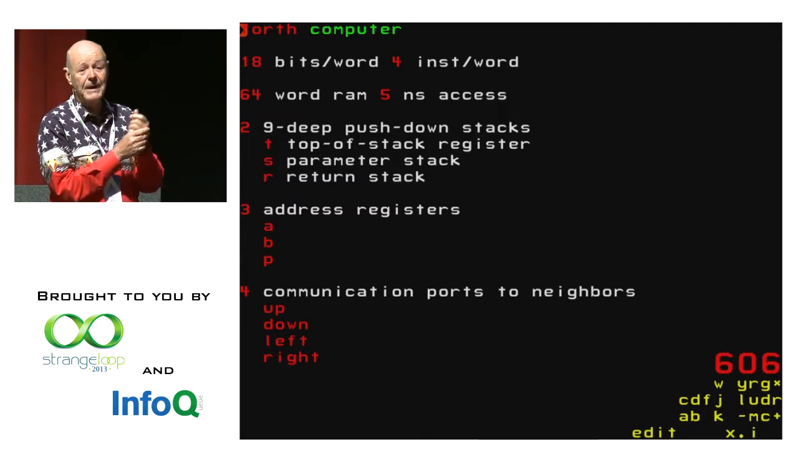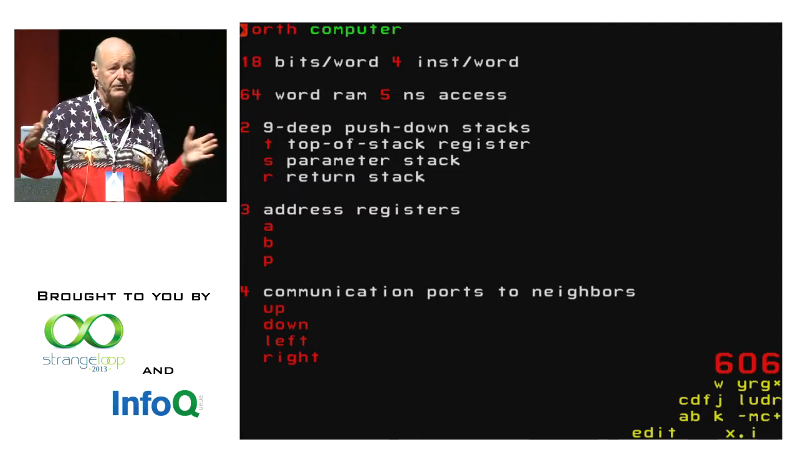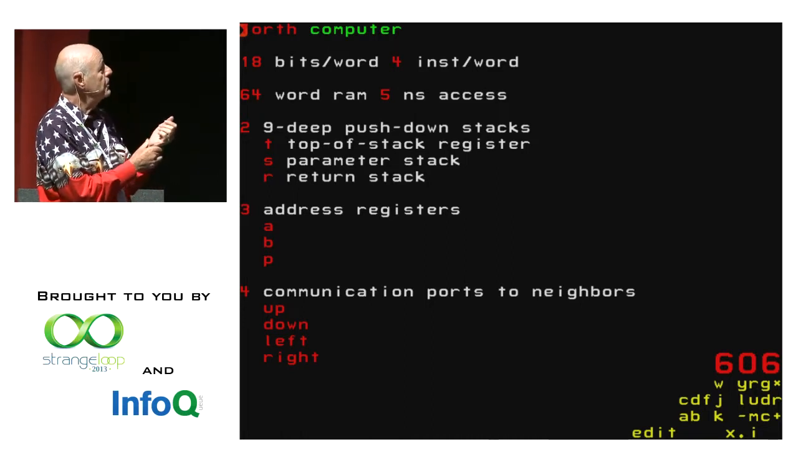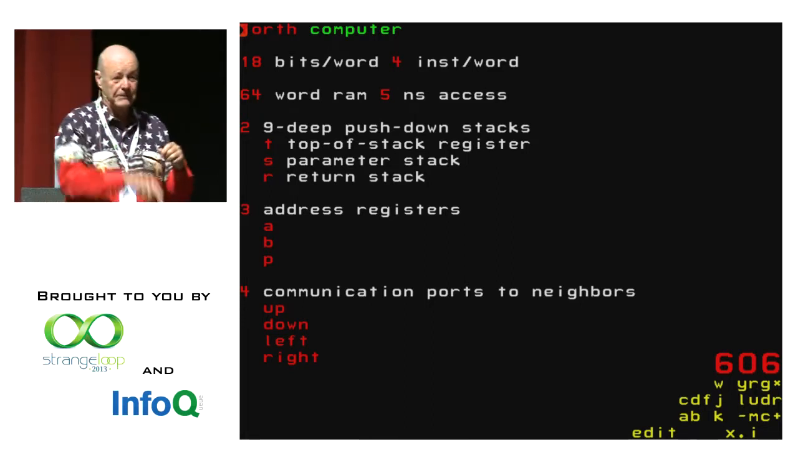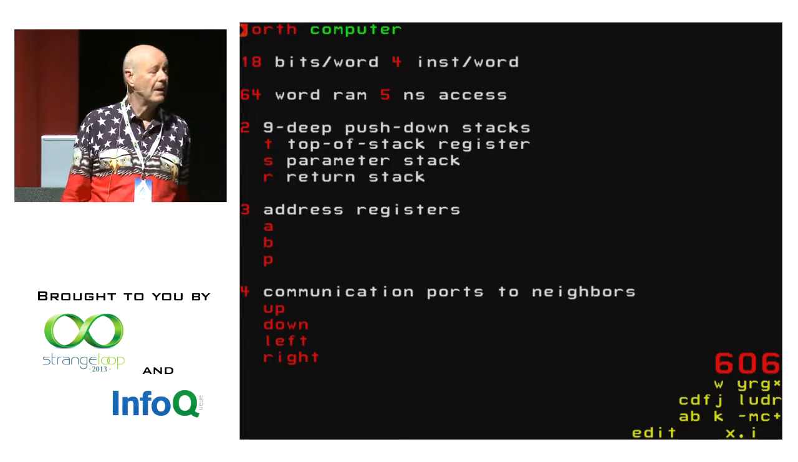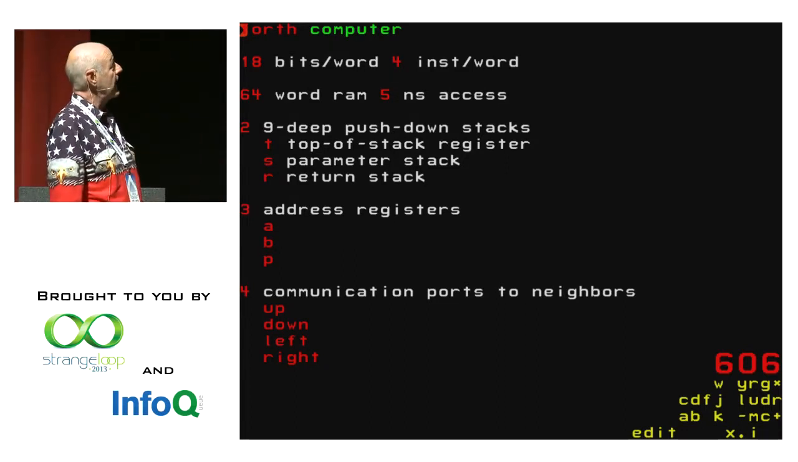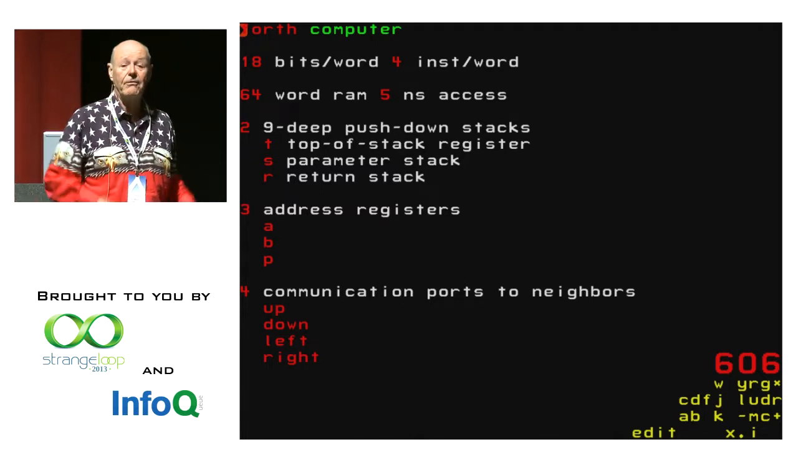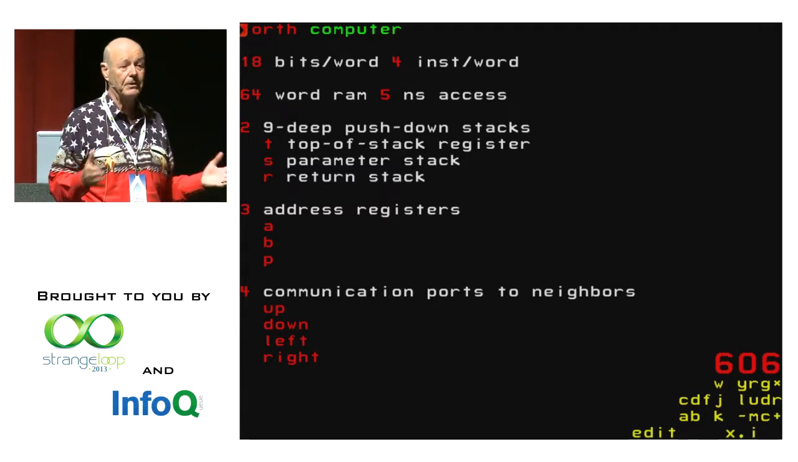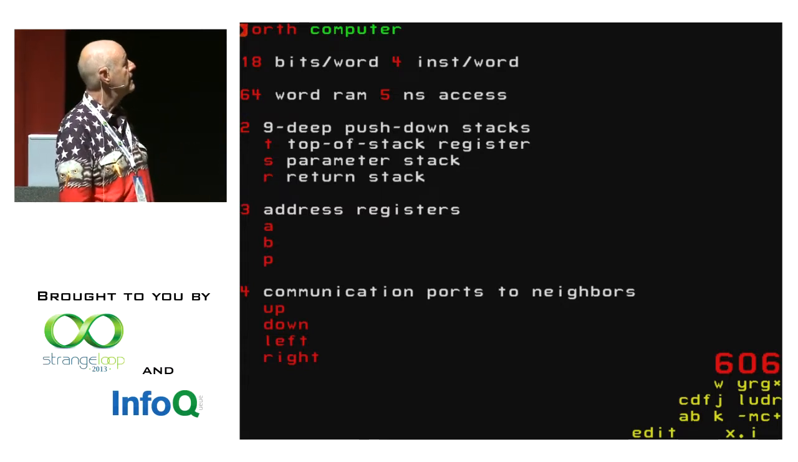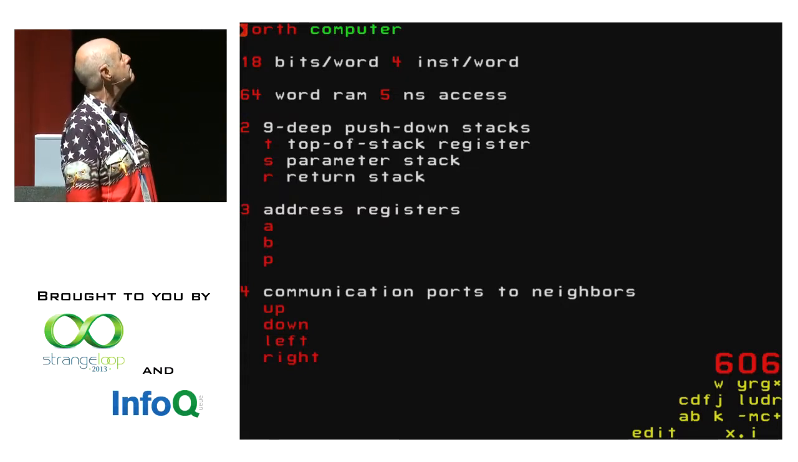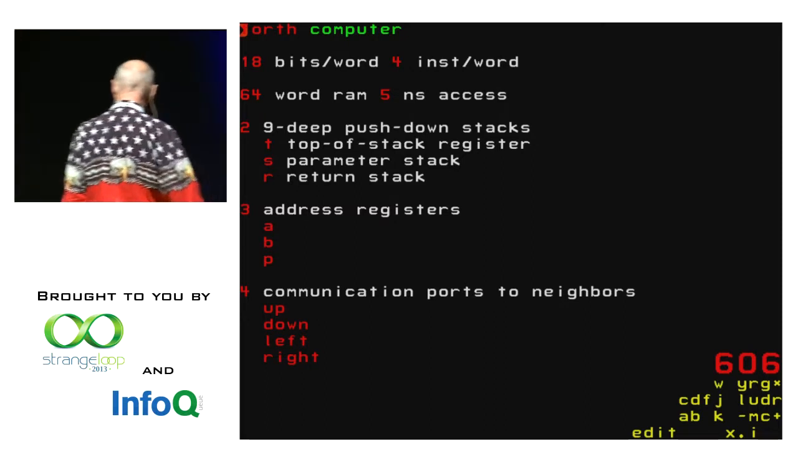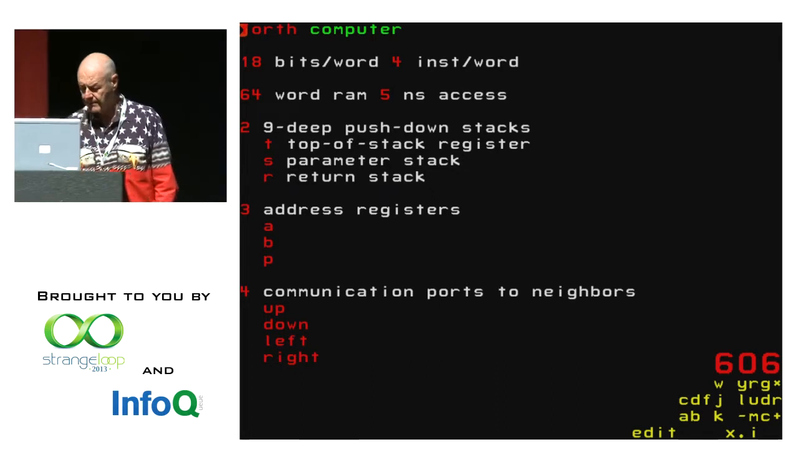There are three address registers. P is the program counter, which is where you are in the instruction stream. A and B are just registers. There are four communication ports to your neighbors, up, down, right, and left. And you can read and write to your neighbors. You can read and write to all four of them if you want to. There's a bit for each port in the address. So that is the context. Those are the facilities available to a programmer.